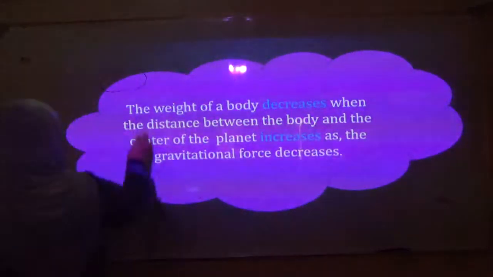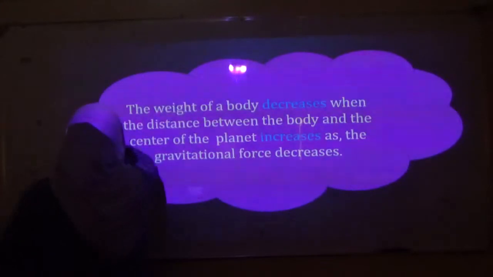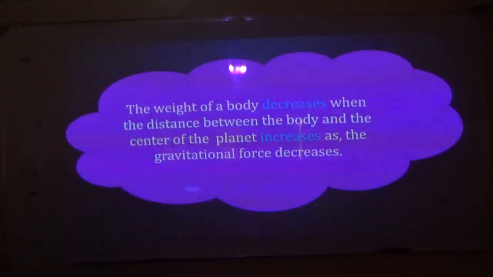So, this is the conclusion. I want you to read this conclusion and try to understand it. The weight of a body decreases when the distance between the body and the center of the earth increases.